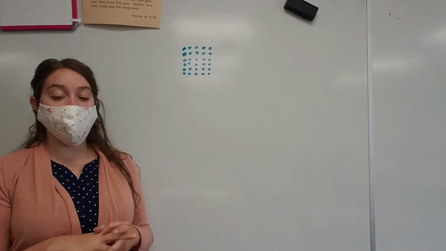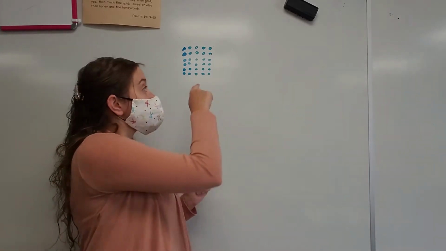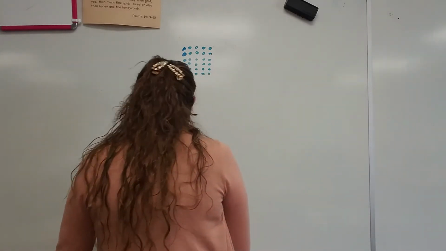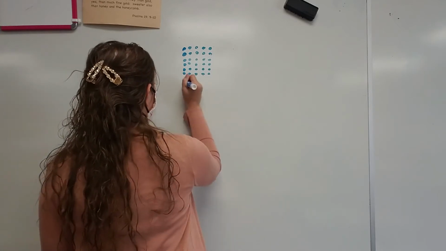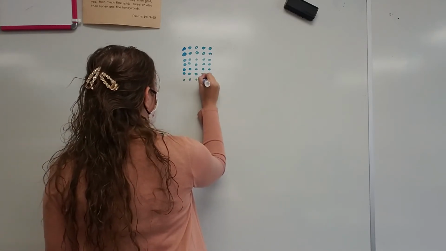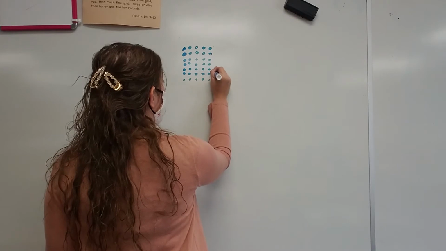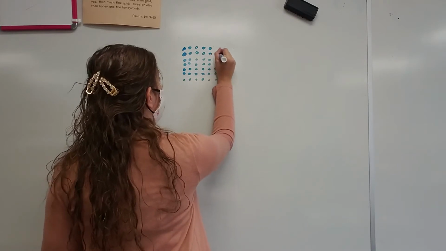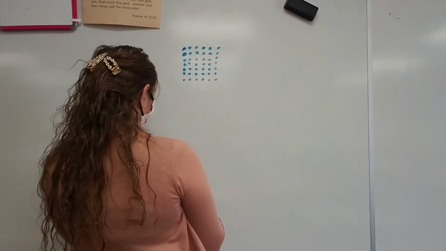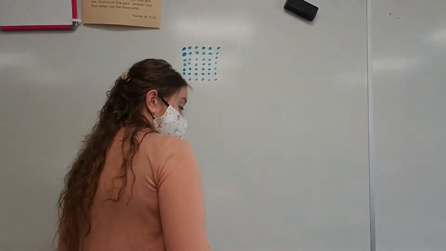Perfect, 36. So now you need to do 6 by 6. I'm just adding to mine. I'm not drawing another one. But you need to draw a new one. So now I have a row of 6. I have 6 rows of 6 and 6 columns of 6.